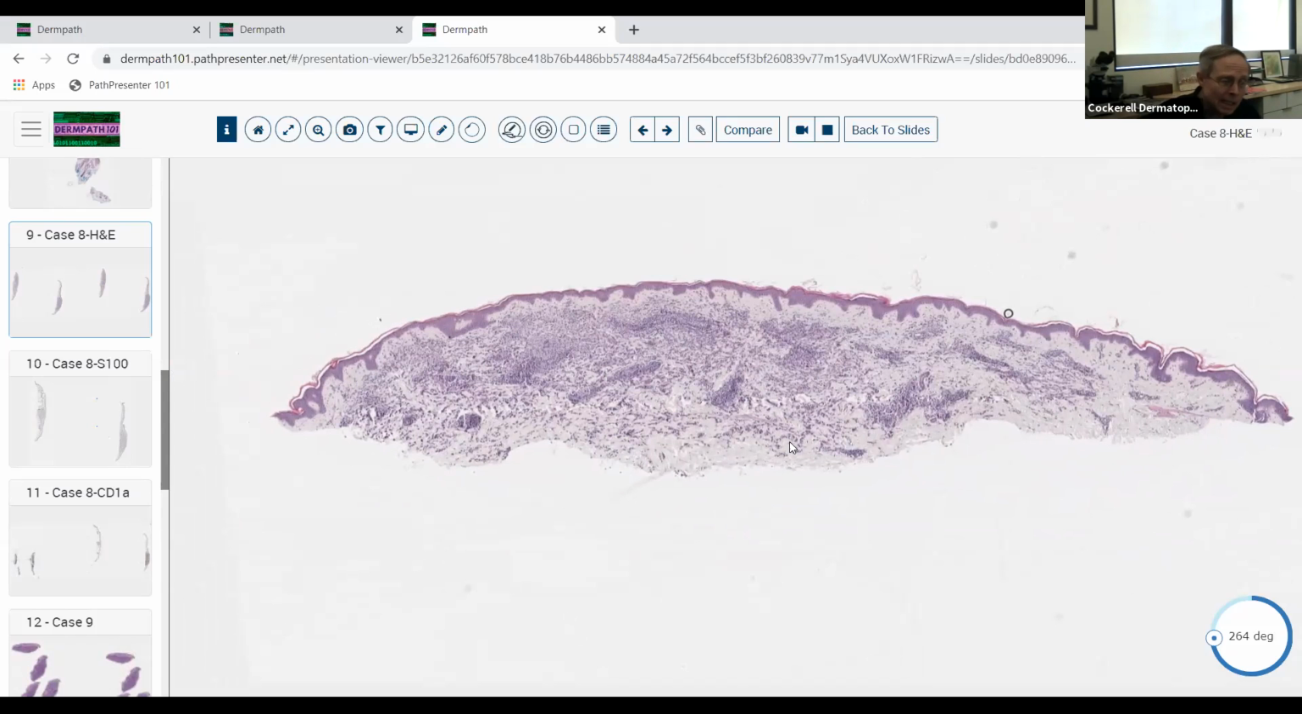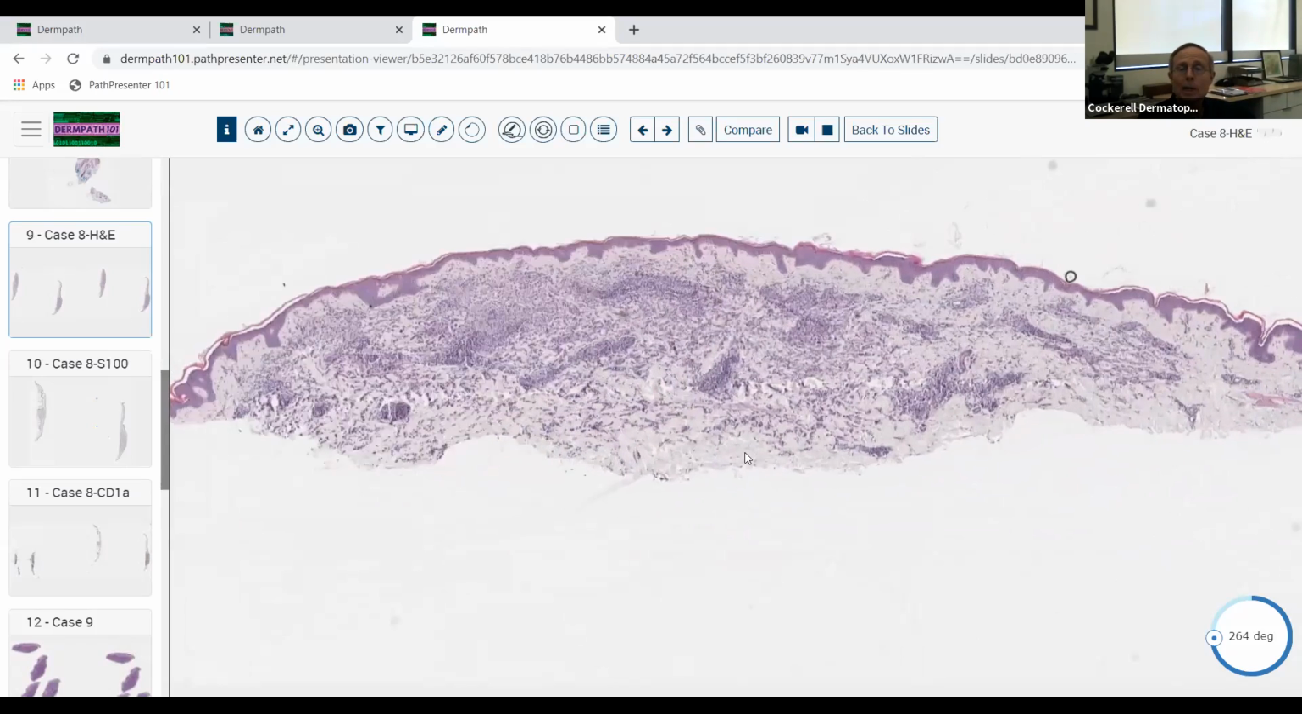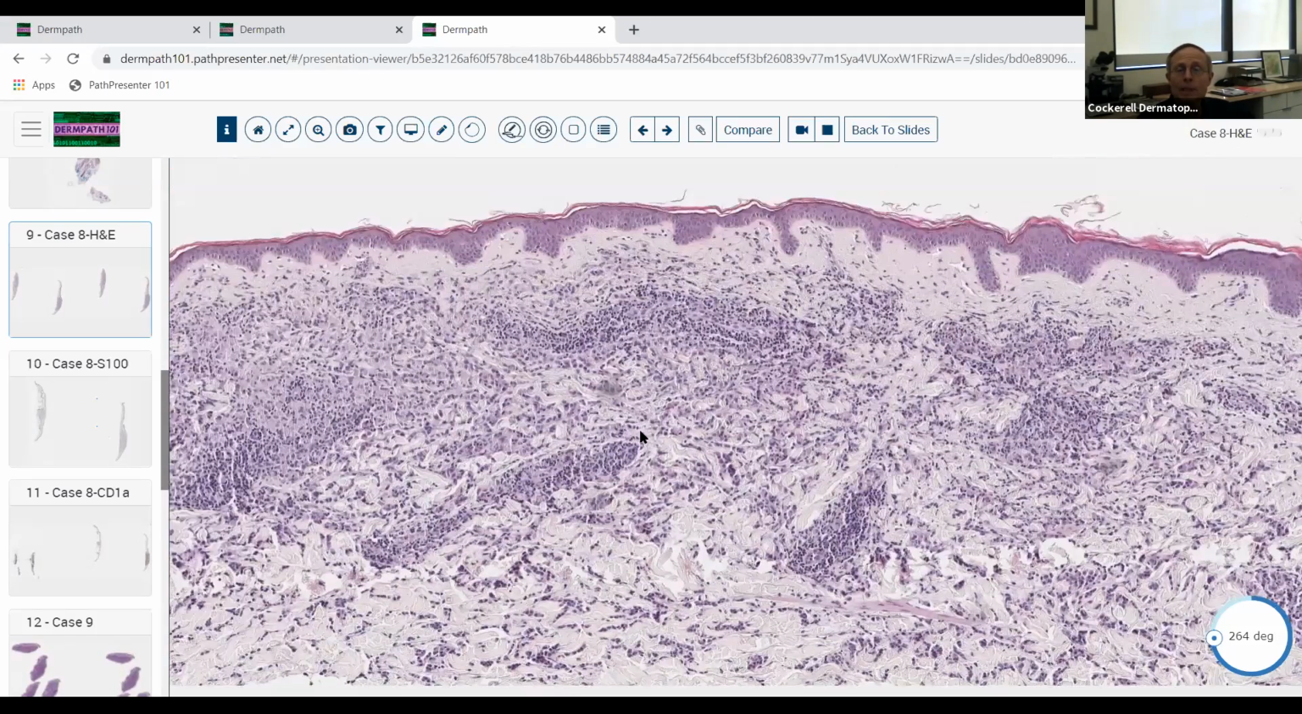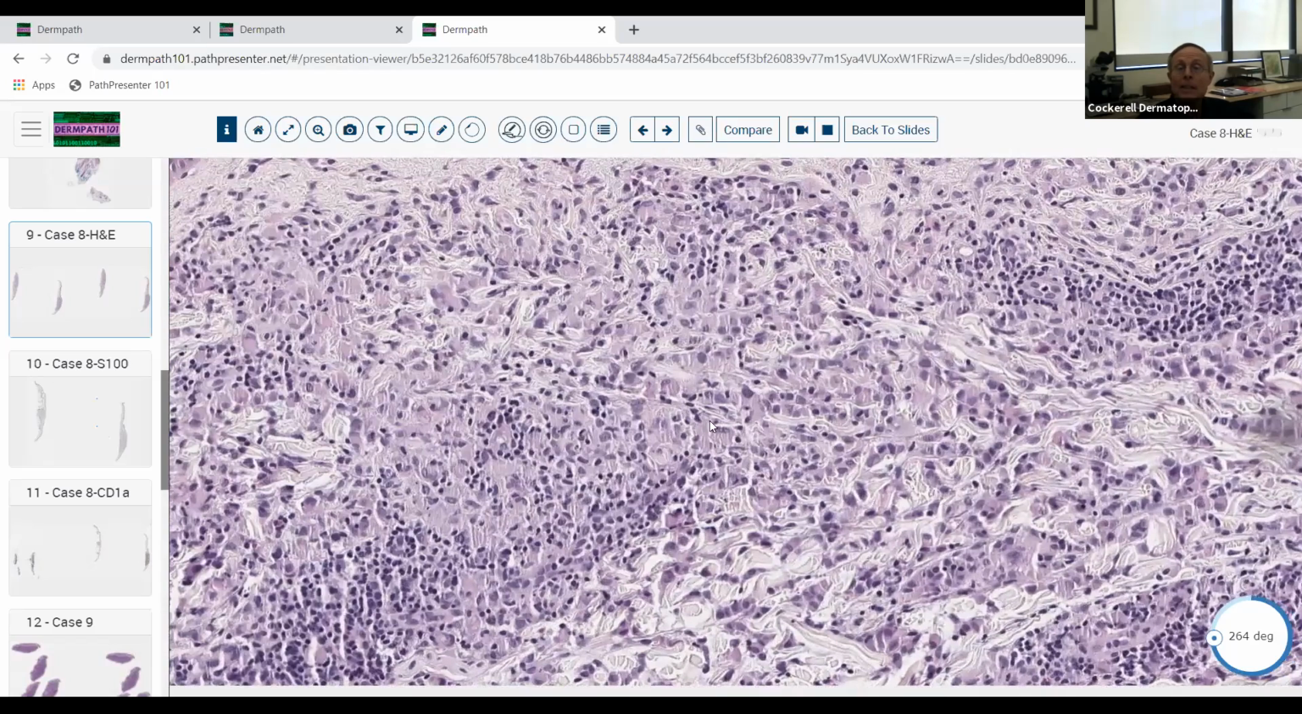When we think of histiocytes, we think of possibly granulomatous inflammation. And so we're going to go to higher magnification and let's see if we can tell anything about these cells. They all have quite a bit of cytoplasm in them, and none of them are multinucleated.